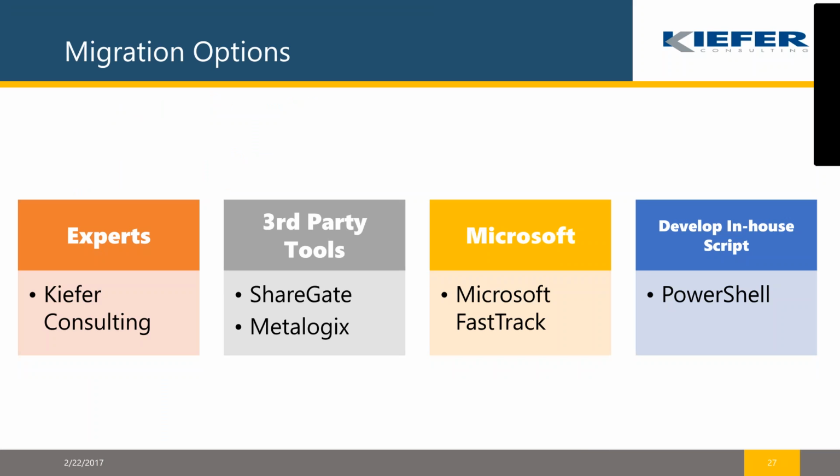The second option is to use a third-party product like ShareGate or Metalogix. Even to leverage this tool, you need very technical knowledge, and it requires a lot of planning and assessment before you start migrating any of your documents to OneDrive for Business.